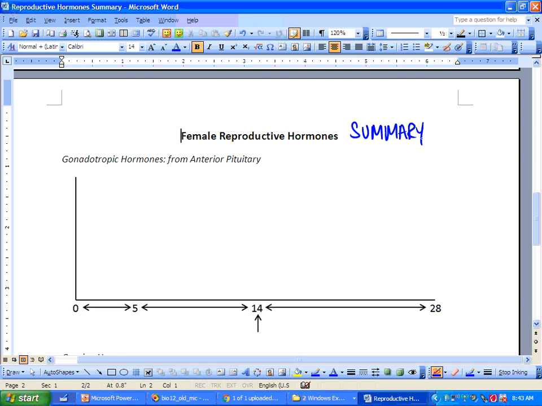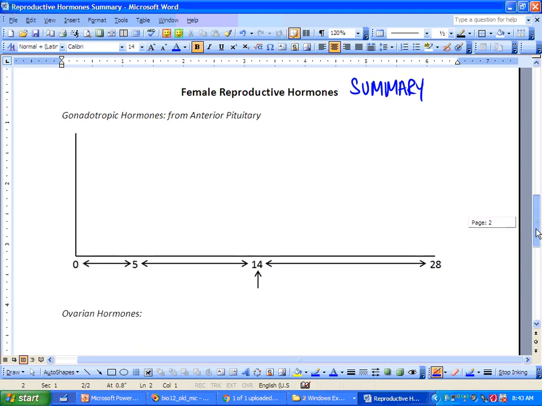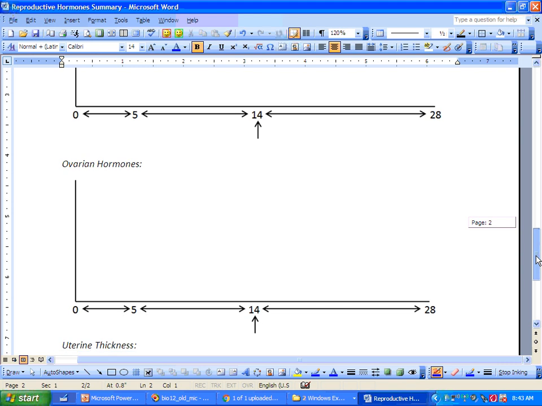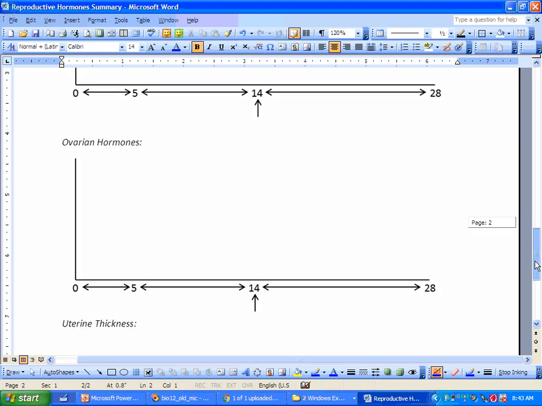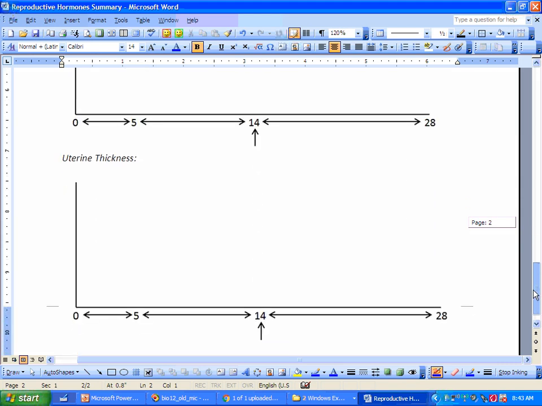So here's what we're going to do. We're going to chat about what happens with the hormones from the anterior pituitary. We're going to talk about what's going on in the ovary. And then we're going to talk about what's going on in the uterus. And remember, we give different things different names depending on where the events are happening. If things are happening in the ovaries, we call them by certain names. And if they're happening in the uterus, then we give them different names, even for the same time period.